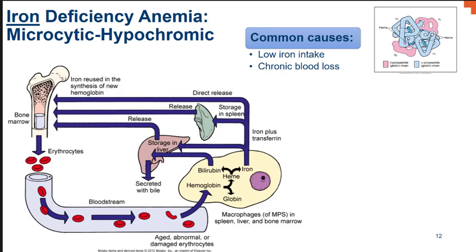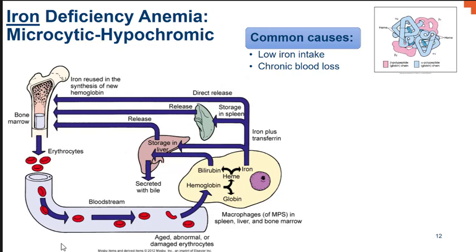Now we'll move on to iron deficiency anemia, and this is a type of microcytic, so smaller than normal cells, hypochromic, with lower than the normal amount of hemoglobin present. And the common causes here include low iron intake and chronic blood loss, as I've already discussed with you.